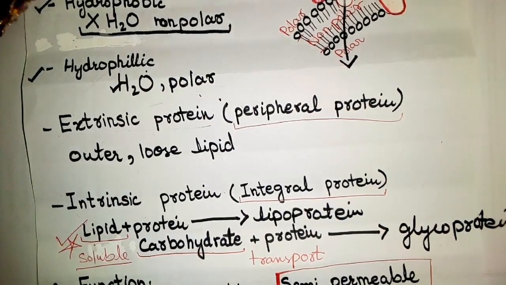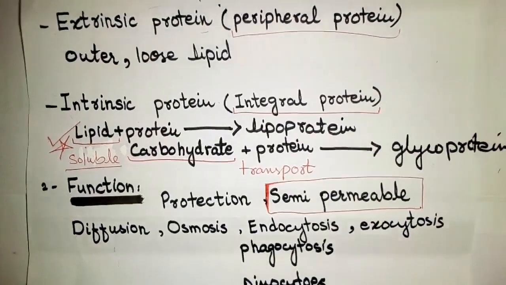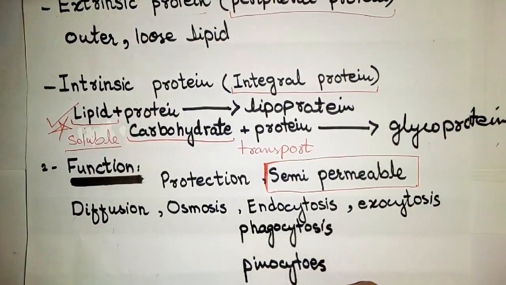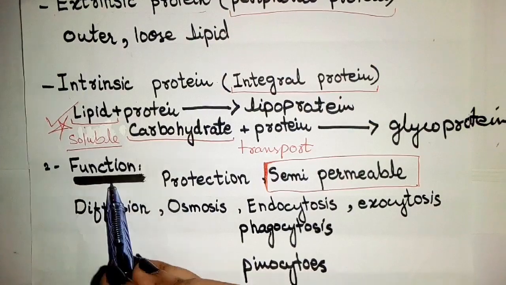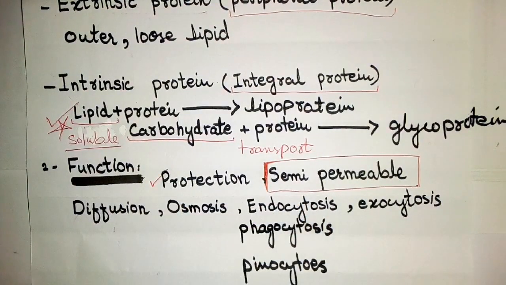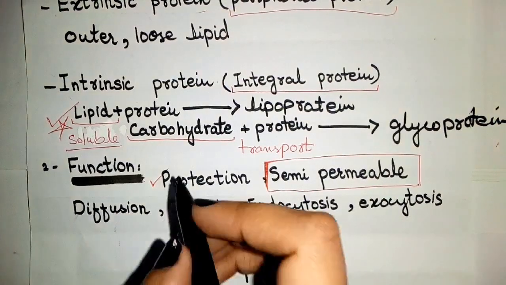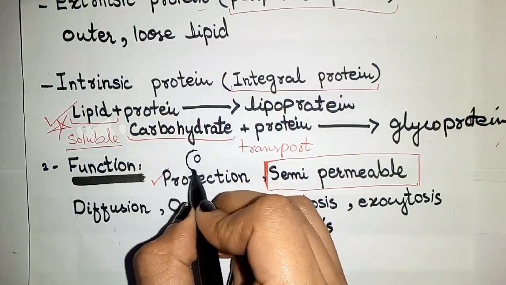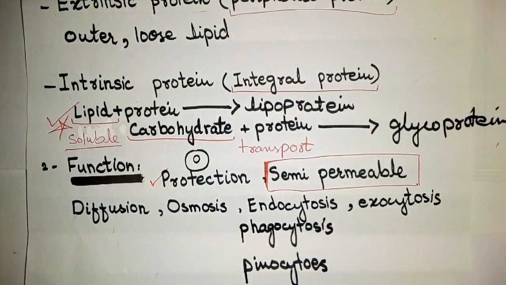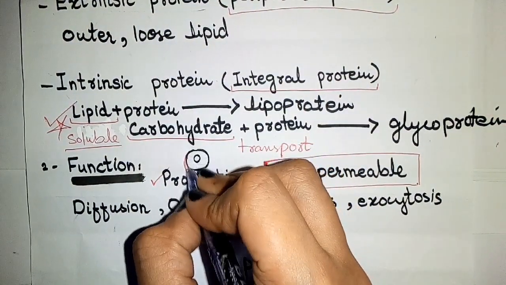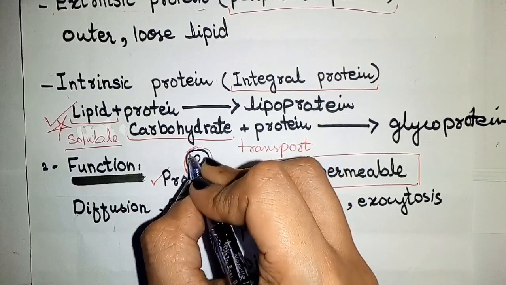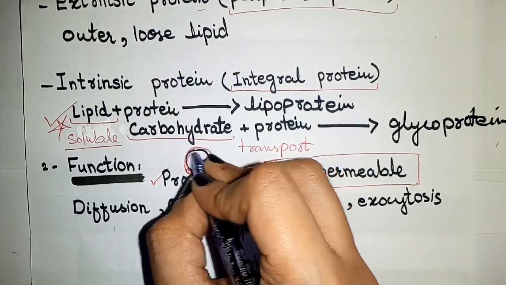Now come to the functions. When we are moving towards functions, the most important function of cell membrane is protection. Cell membrane protects the whole cytoplasm. Cell membrane protects the nucleus. Cell membrane protects all the content which is present inside your cell, and it is very much important for us.